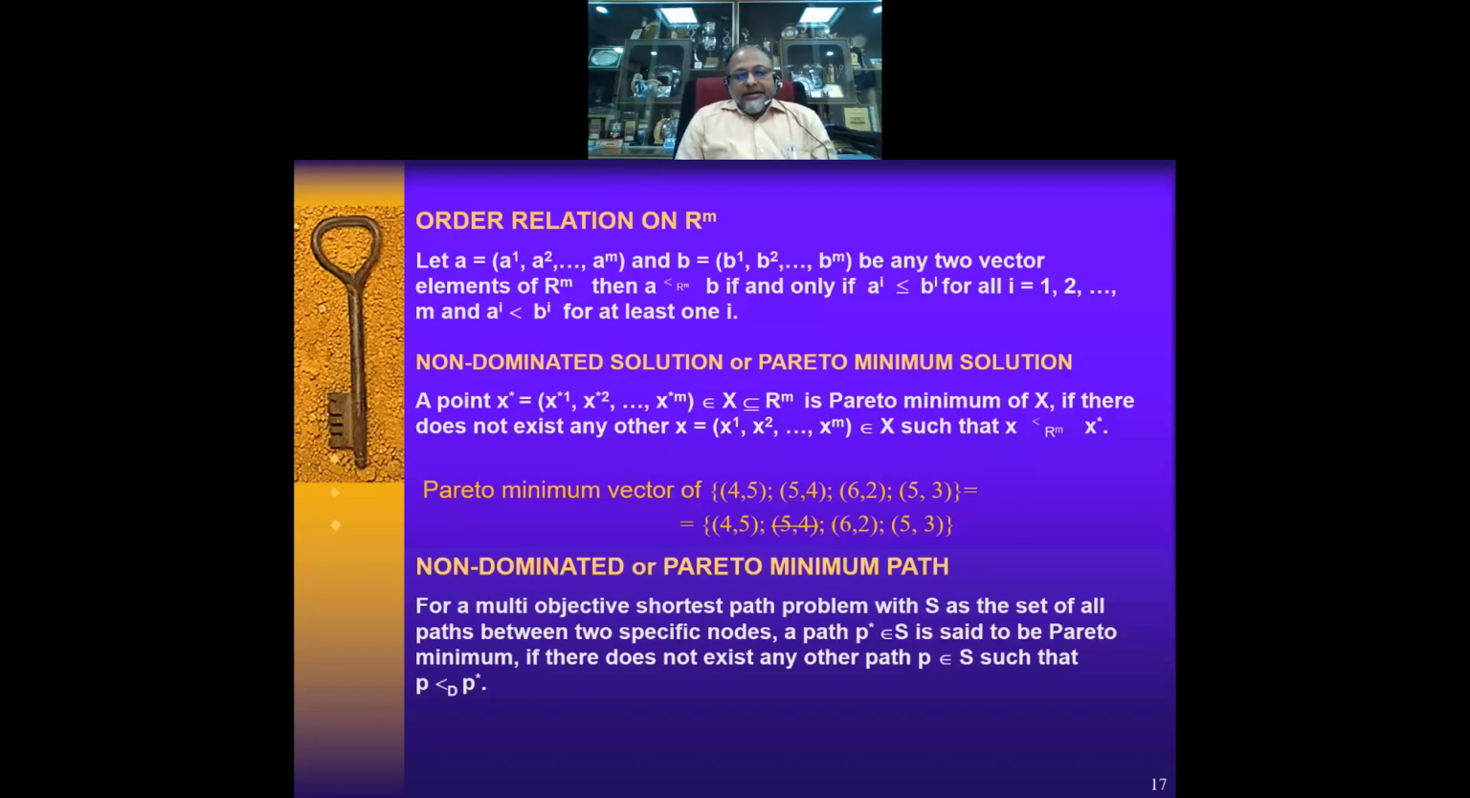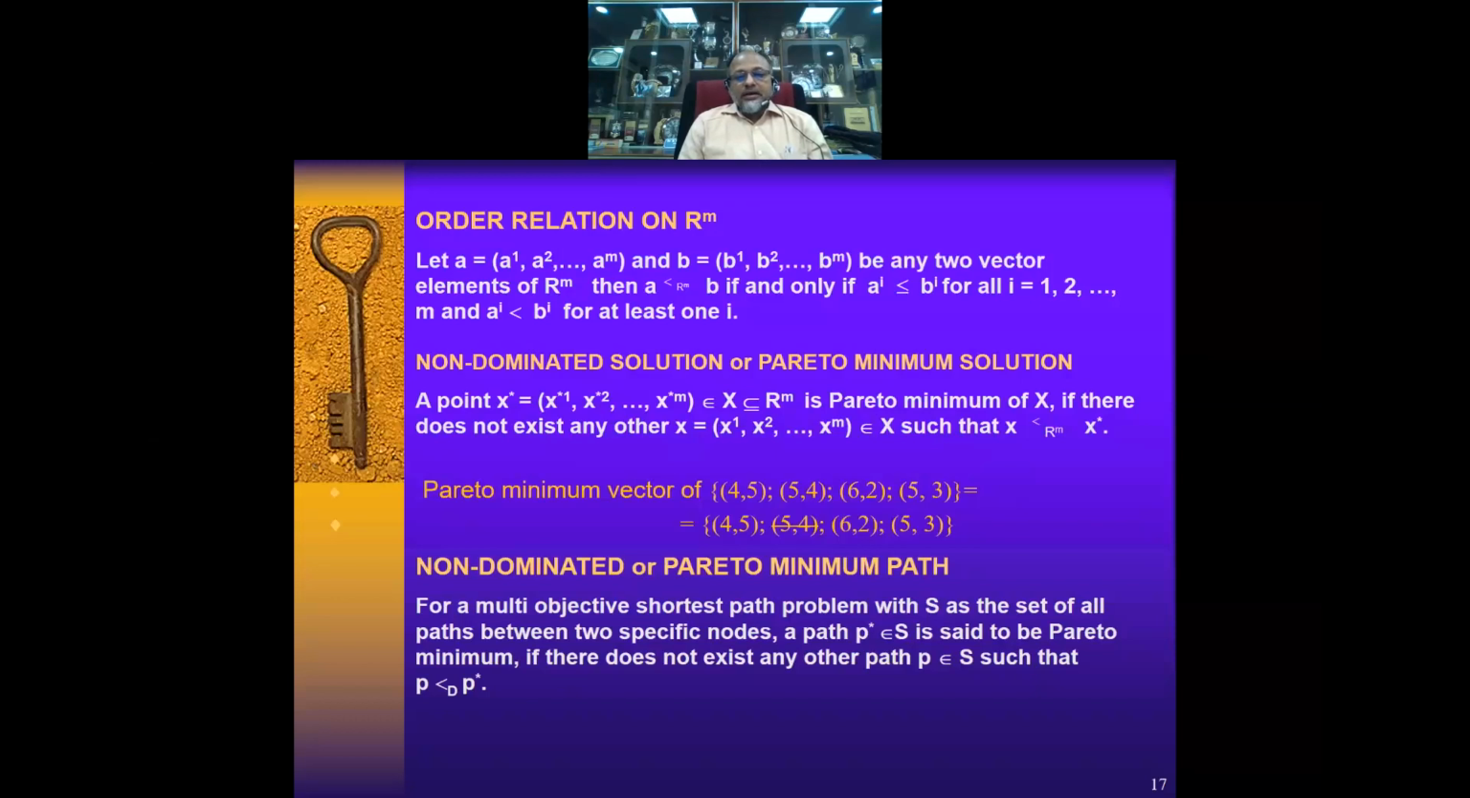I can take bi-objective vectors. Now I am considering four bi-objective values or vectors: (4,5), (5,4), (6,2), (5,3). If you are given 2, 3, 5, 6 and asked to find the minimum, you can easily say that 2 is the minimum, by comparing all the other values.